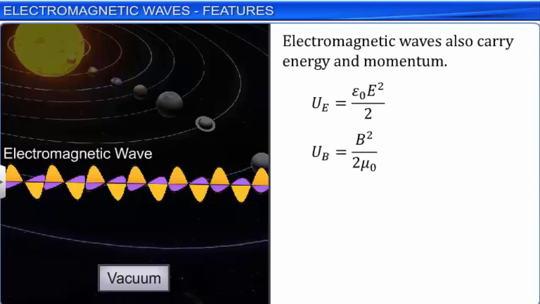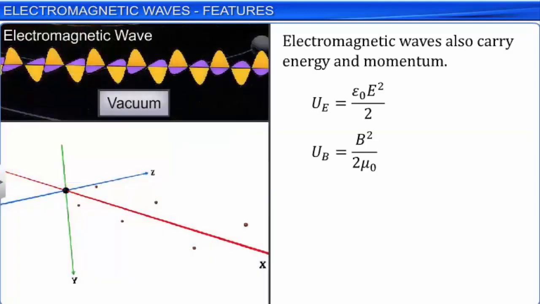This presence of energy and momentum in an electromagnetic wave can be understood by considering some charges in a plane which are perpendicular to the direction of propagation of the electromagnetic wave. The charges are set in motion by the electric and magnetic fields of the electromagnetic wave. Thus, the charges acquire energy and momentum from the electromagnetic waves.